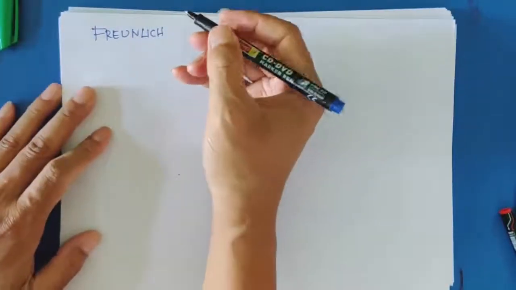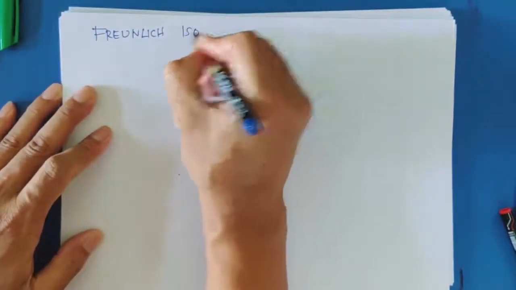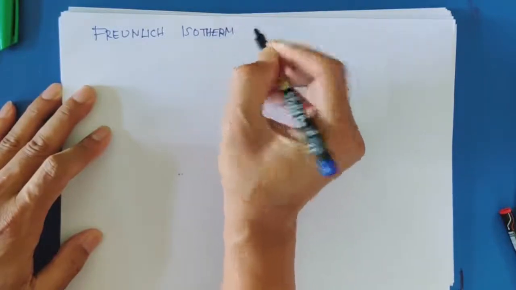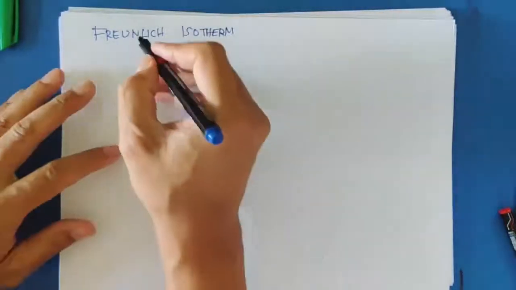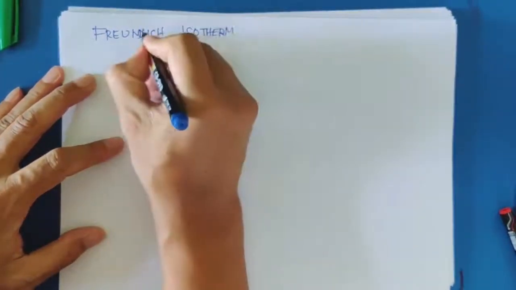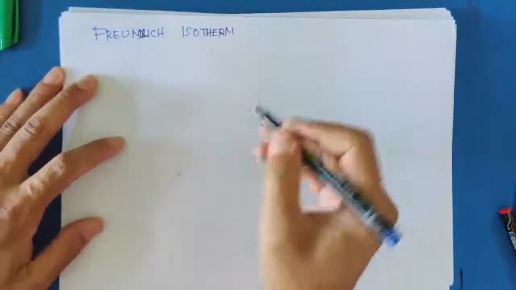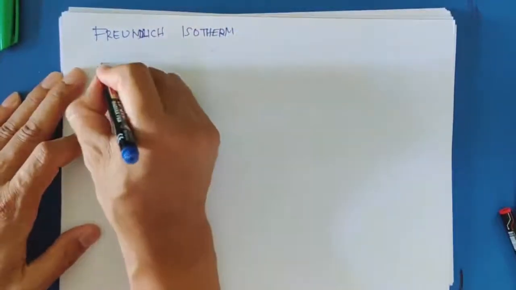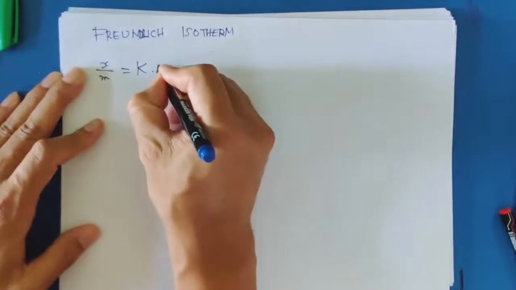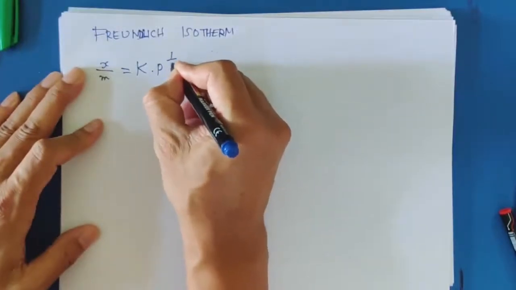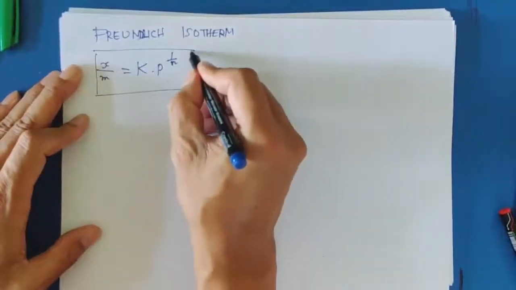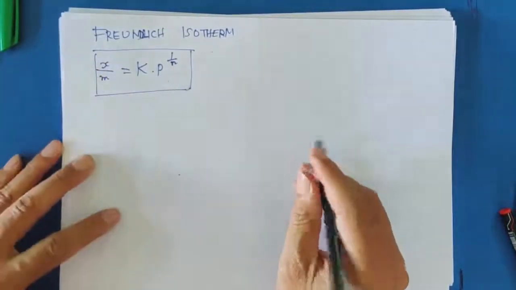Freundlich isotherm. It's a German name, so the pronunciation is Freundlich. The Freundlich isotherm equation is x by m equals k times pressure raised to the power 1 by n.